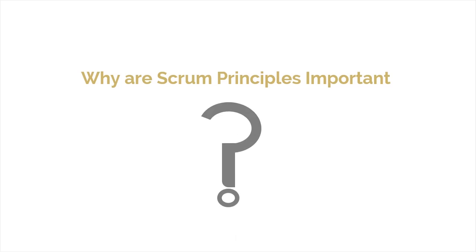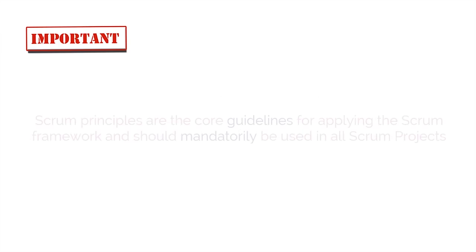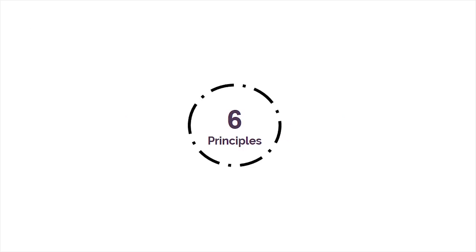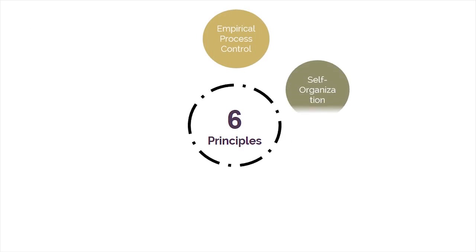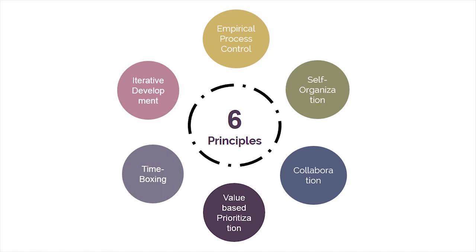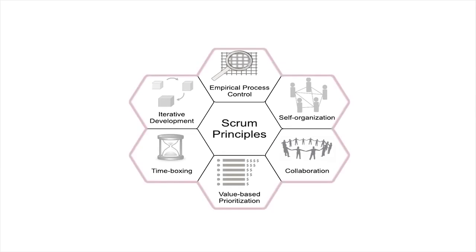So why are these principles so important? Because the Scrum Principles are the core guidelines for applying the Scrum framework and should always be used in all Scrum projects. So let's take a look at these principles. The 6 Scrum Principles are empirical process control, self-organization, collaboration, value-based prioritization, time boxing, and iterative development. You can see how they are arranged in this diagram.